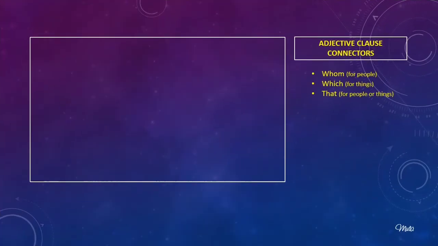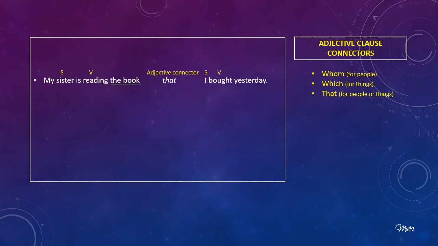Let's look at the details of this sentence. My sister is reading the book that I bought yesterday. In this sentence, there are two clauses. The first, my sister is reading the book. The second, that I bought yesterday. The clause that I bought yesterday is the adjective clause which describes the noun the book. The adjective clause consists of that as the adjective clause connector, followed by I bought, I as the subject and bought as the verb.